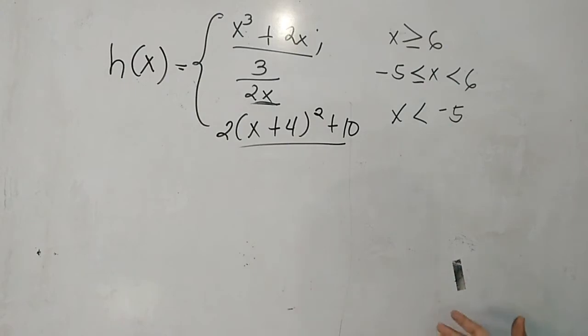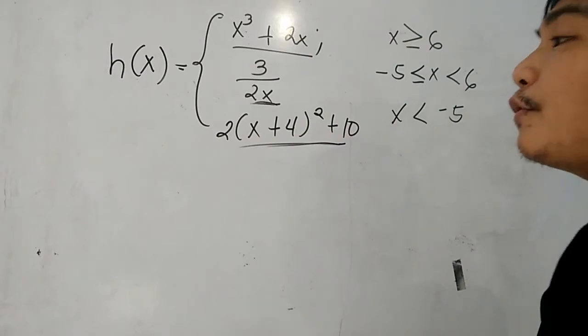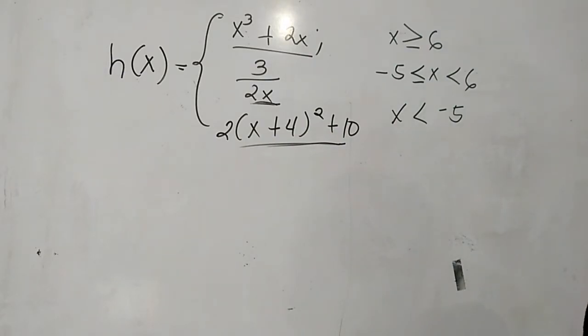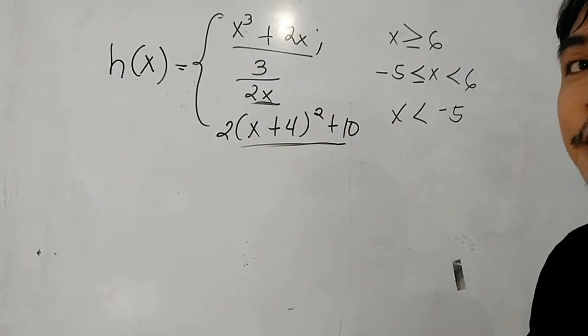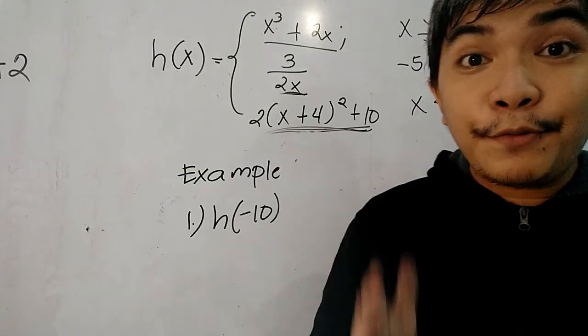Pag ang condition naman po is x is less than negative 5, meaning ito po yung mga negative 6, negative 7, negative 8, and so on, ang i-evaluate nating function is 2 times the quantity of x plus 4 squared plus 10. Para mas madali nyo maintindihan, ito ang examples.